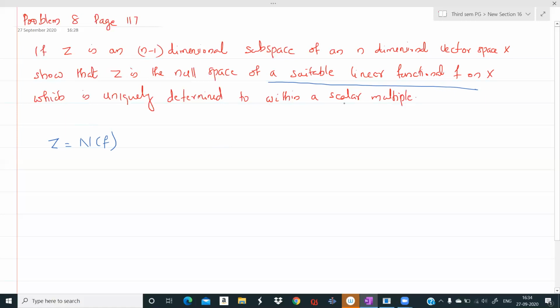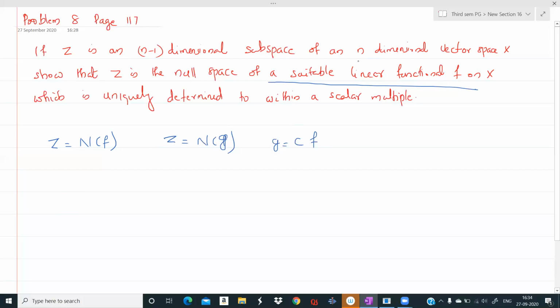What does that mean? If Z is the null space of some other linear functional g, then this g is a scalar multiple of f. So first we want to show two things. Z is the null space of a suitable linear functional, and if Z is the null space of some other linear functional g, then g is equal to a scalar multiple of f. See, we will do this one by one.